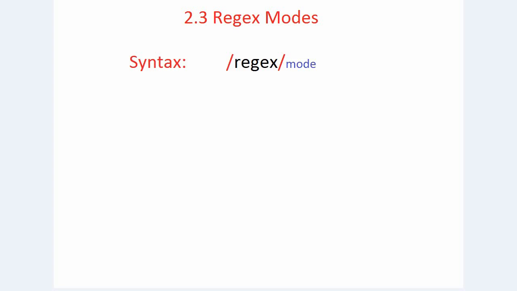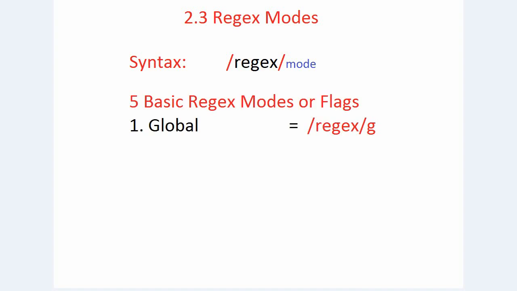So the syntax is, we write the mode after the closing forward slash, or the second forward slash. So first forward slash, the regex, second forward slash, and after the second forward slash we write the mode. This is the common syntax for all modes. Now we are going to discuss the 5 basic cases of modes or flags. Sometimes they are referred to as flags instead of modes.